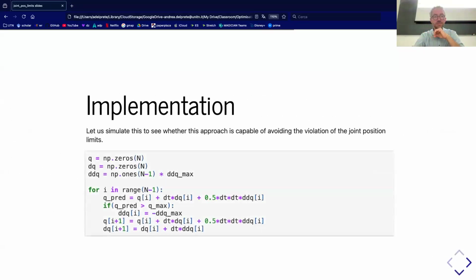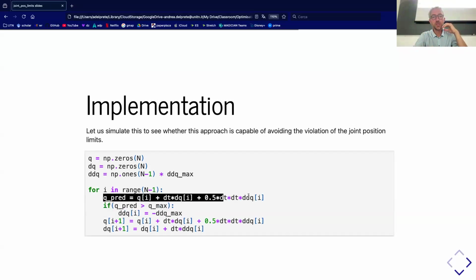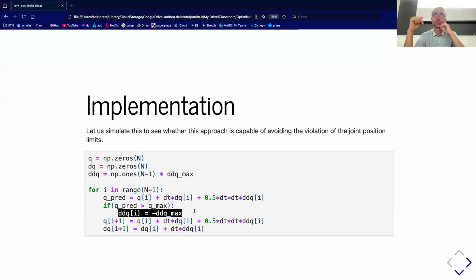So we implement it. The code is very similar to what we had before. The only difference are basically these 3 lines inside the for loop, which do exactly what we just described. So we compute the prediction for what the next joint position will be. And then we check, is this prediction above q max? If yes, we set the acceleration to minus q double dot max. Otherwise, we just keep going. Okay, very simple.